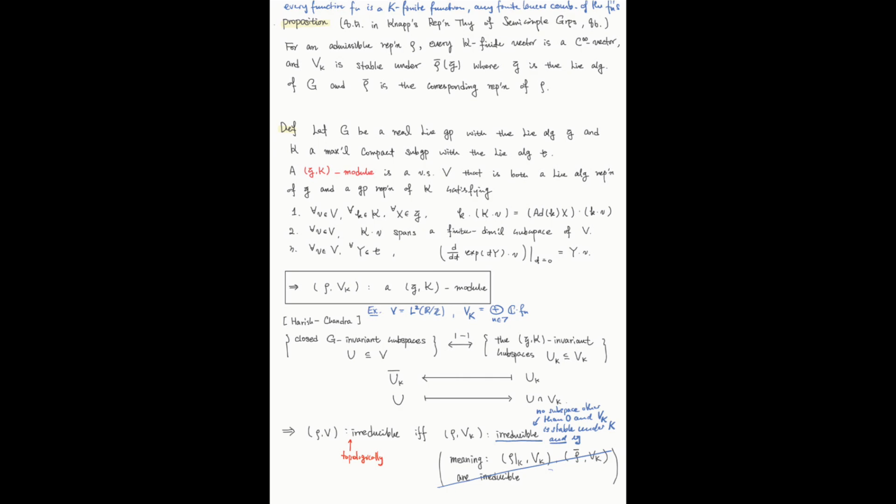So let me correct this. It means no invariant subspace other than 0 and VK, stable under K and the Lie algebra.